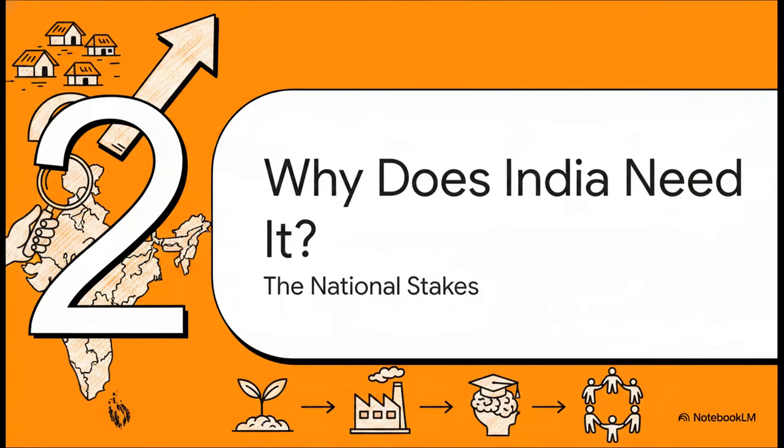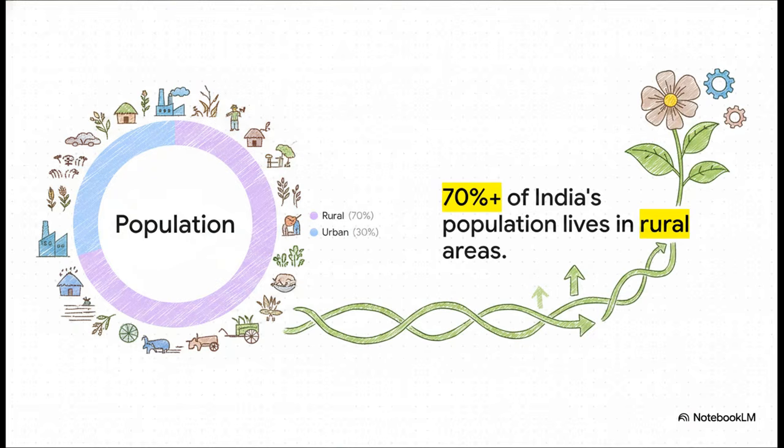Moving on to section 2, why does India actually need this? Why is there an entire academic unit dedicated to this one topic? Well, to put it into perspective, the sheer undeniable scale of the situation is kind of mind-blowing. We are talking about over 70% of India's entire population living in rural areas. That is hundreds of millions of people. India's broader economy is fundamentally anchored in agriculture. So if the villages don't grow, the nation literally cannot grow.